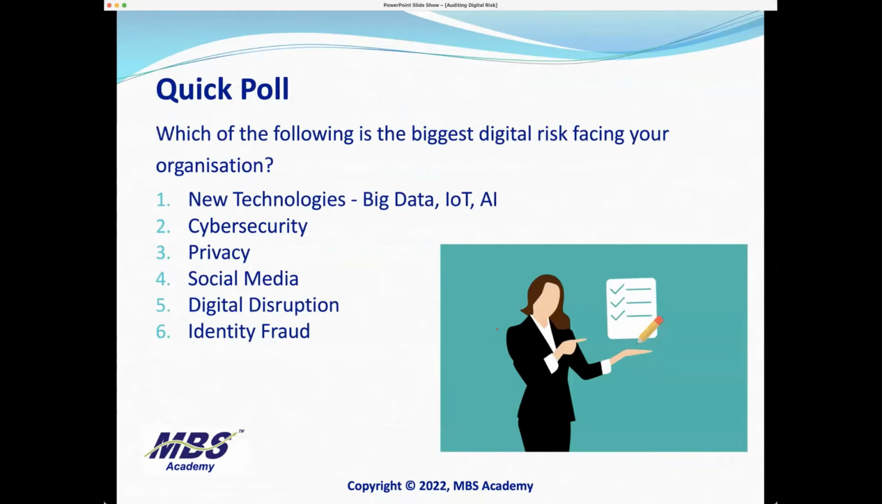So just quickly, to get an idea, you are all familiar with some of the digital risks that are facing your organization. Just using the chat box, just enter one of the numbers, 1 to 6, to show which ones are the biggest.